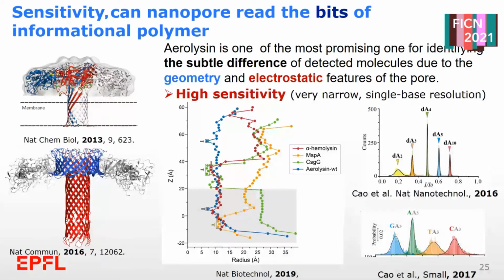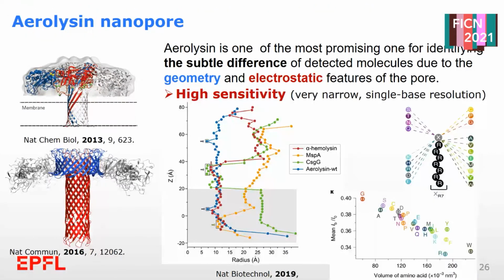So this pore, when compared to other types of pores like alpha hemolysin, MspA, or CsgG, the nanopore has the smallest, best fitted diameter, so it's highly sensitive and very narrow. The group of Professor Long, where Carl worked before, has also shown a single base resolution in these systems.